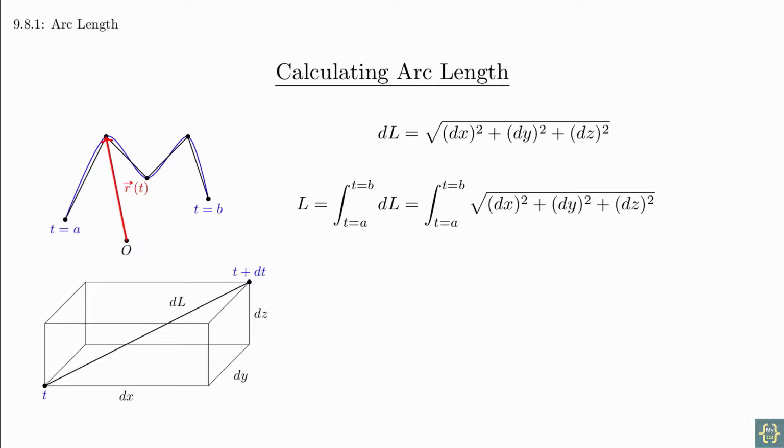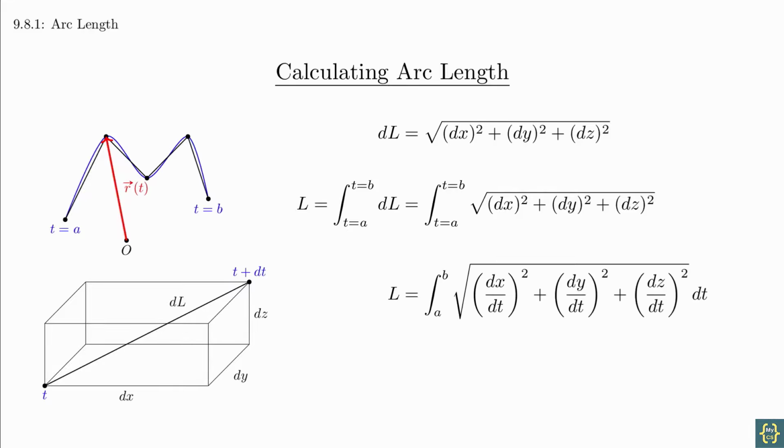If we look at the right side of the equation, we don't have a variable of integration. We also need to convert the differential terms into derivatives. Fortunately, the parameter t saves us on both counts. We can factor out a dt from under the square root, which leaves us with derivative terms underneath and a dt on the outside. And this is the arc length formula.